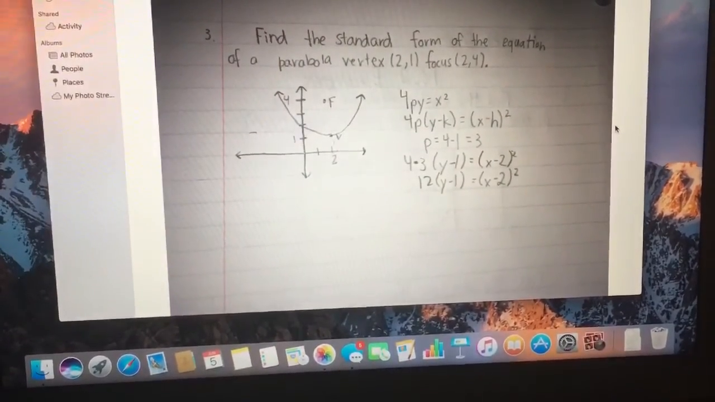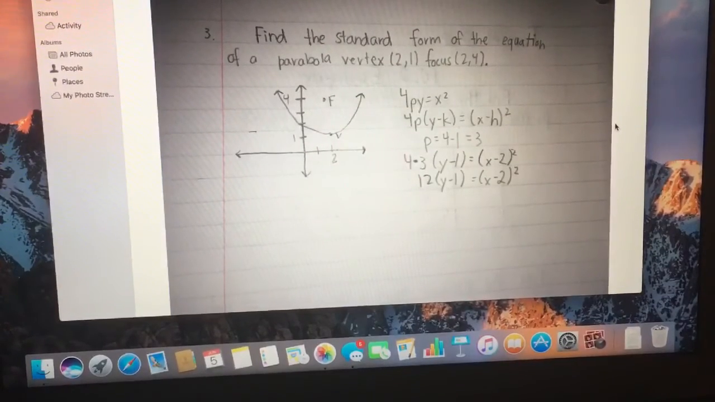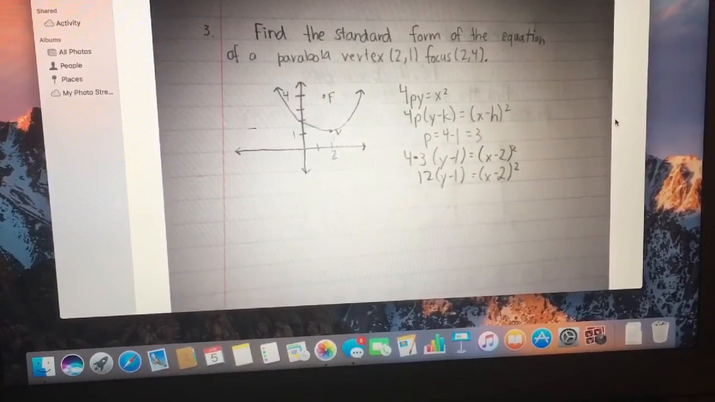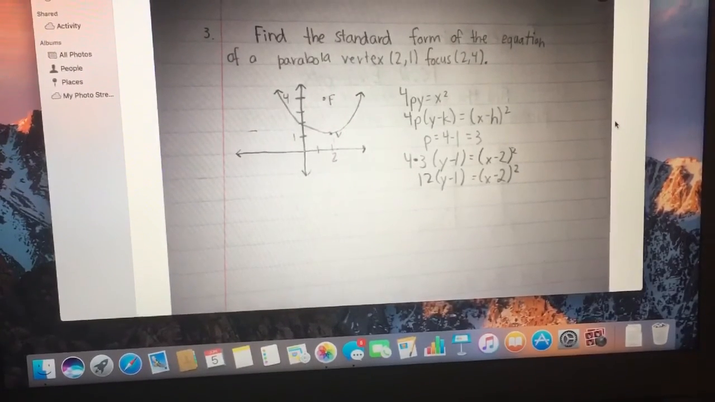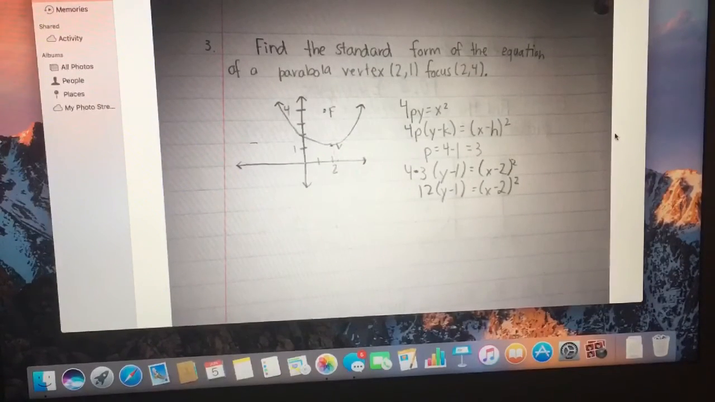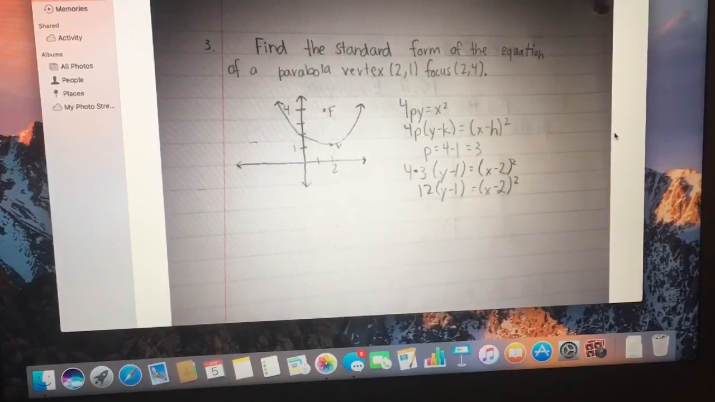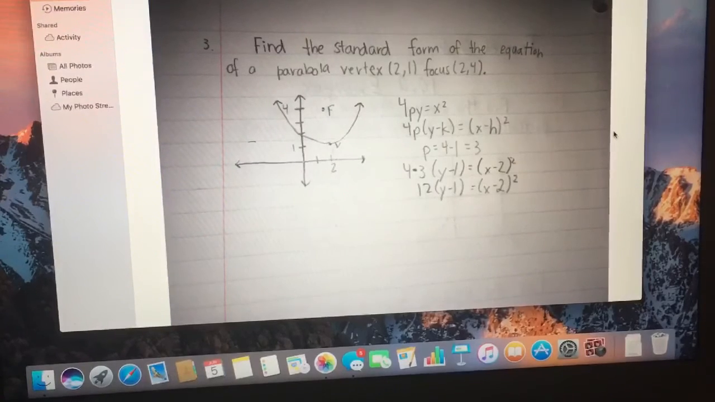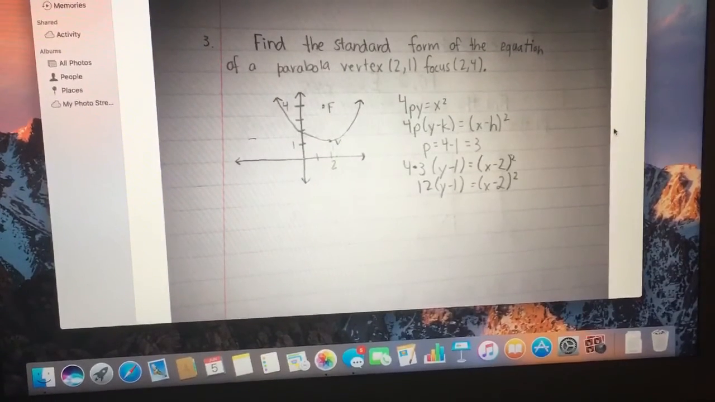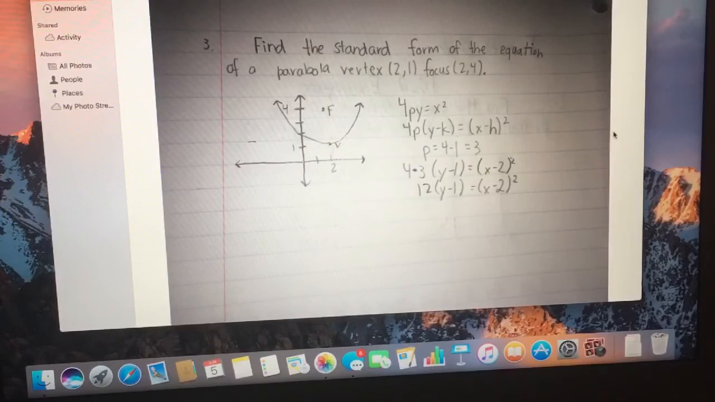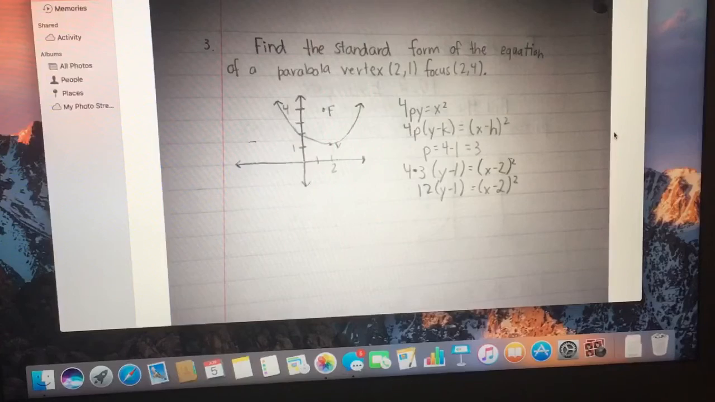Remember that the inside of the curve tells me that my parabola points up, and it's going to have the generic equation 4py equals x squared. And if I want to add my translations, it would be 4p times (y minus k) equals (x minus h) squared. I know the coordinates of the vertex, so I know my h and k. The only thing I have left to find is p. Remember that p is the distance from the focus to the vertex, so p equals 4 minus 1 equals 3, so my p is 3.